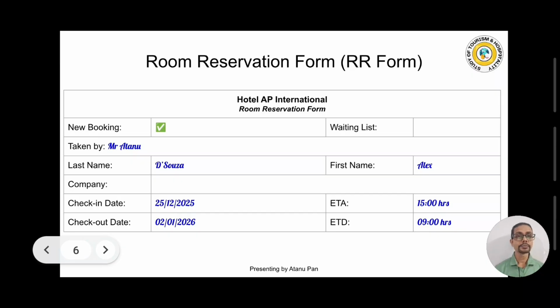Now the entire form is not possible to show at once as I am showing in the presentation, so I have split it into 3 parts.